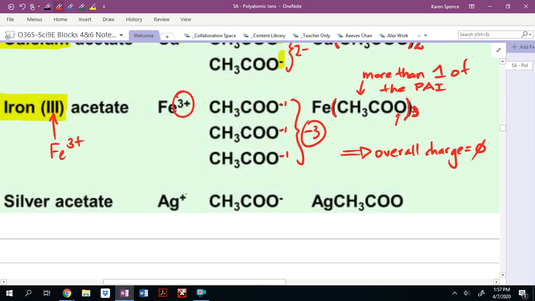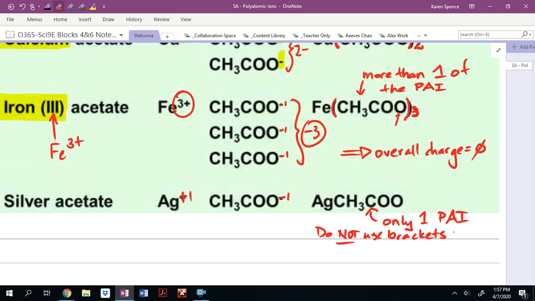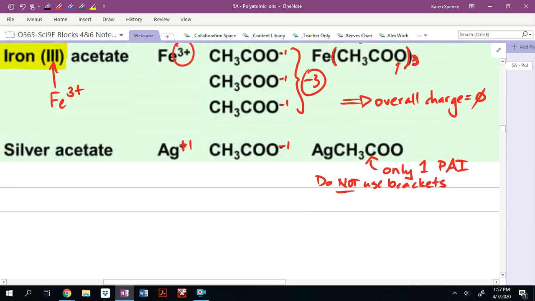And finally, here's one where we have silver, which is plus, or +1, and so we only need one acetate to go with it. And you'll notice here we have only one polyatomic ion. Only one polyatomic ion, and so we do not use brackets. So brackets only when there's more than one polyatomic ion, no brackets when there's only one. Don't worry, we're going to have a whole section on writing formulas, and we will review all those brackets there. This is just introducing the concept of brackets to you and when to use them.